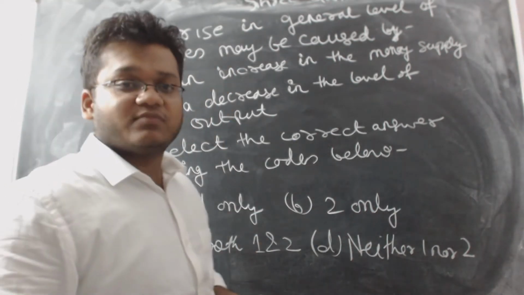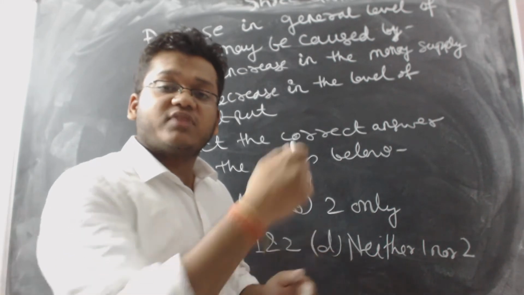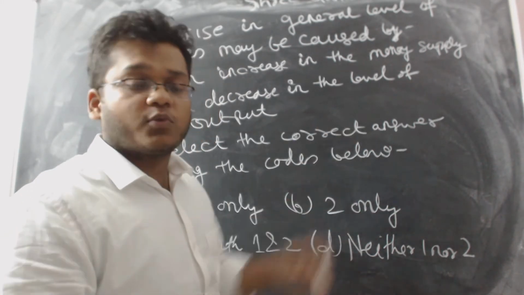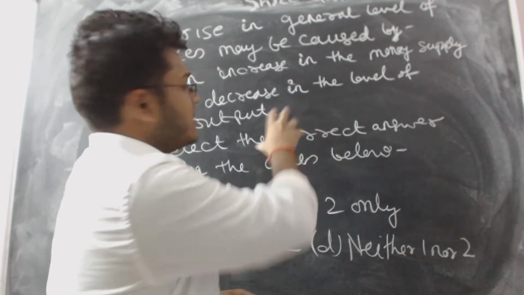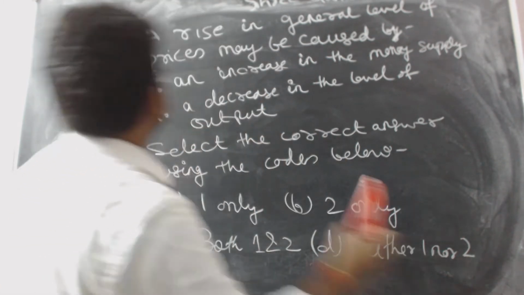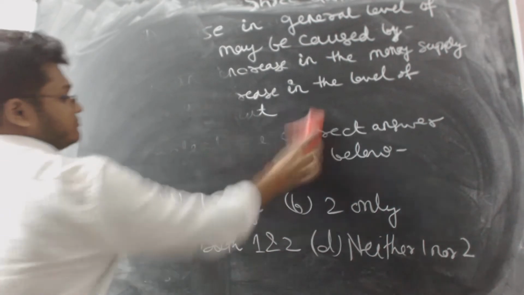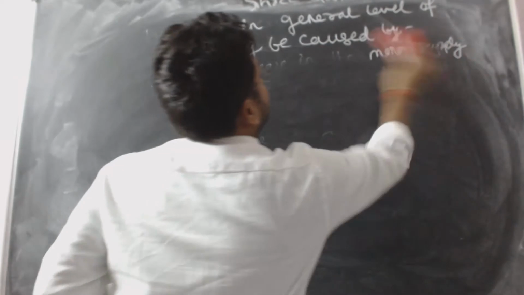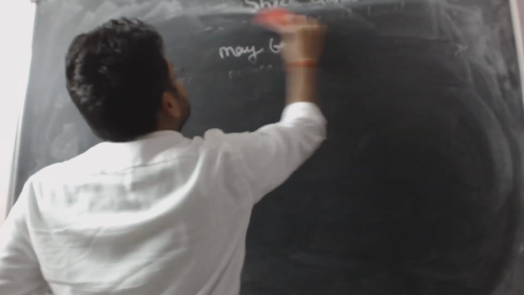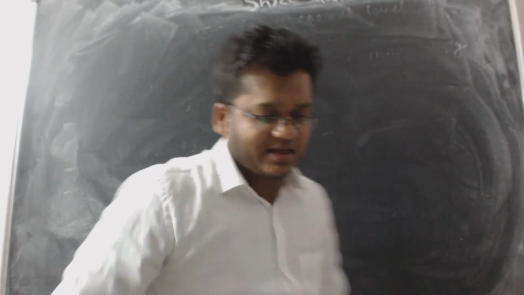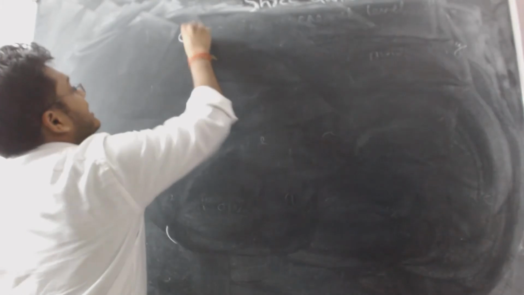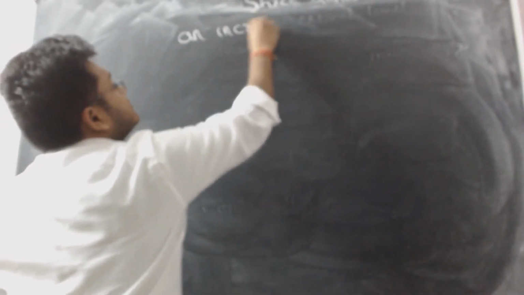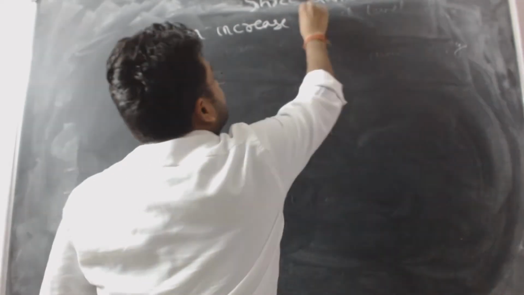Now before answering this MCQ, let's look at the relationship between inflation, money supply and output. Once we understand the relationship, we will be able to answer the MCQ. Let's analyze both the options one by one. So first option says that there is an increase in the level of money supply.